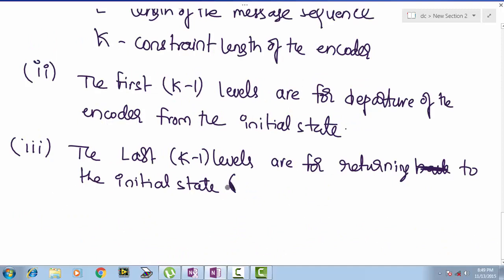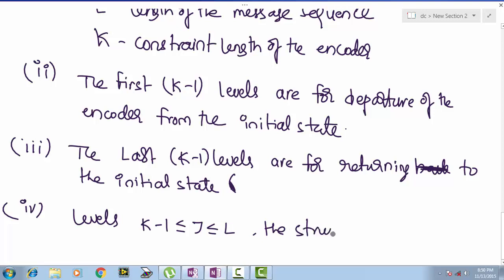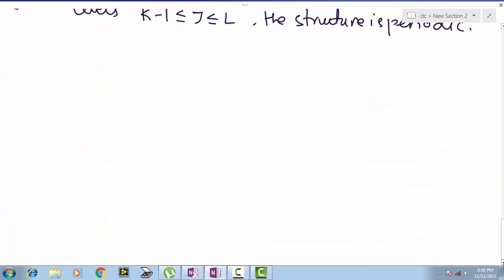And point number 4, for levels K minus 1 less than j less than or equal to L, the structure is periodic or repetitive. So from level K minus 1 to level L, the trellis structure repeats, and you can reach all the states. That means the structure is periodic. So these are the few points you need to remember for drawing the trellis structure. So let us draw the trellis structure now.